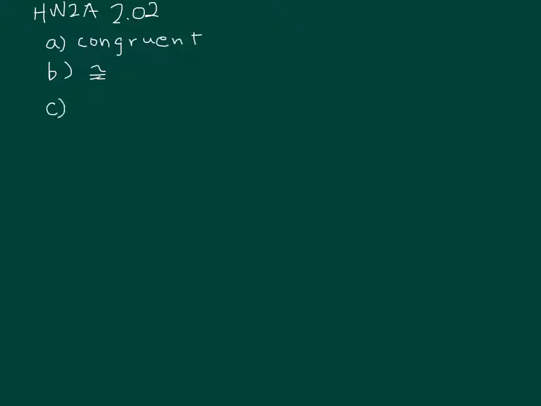And C, what is this? Actually, we didn't go over this one, so I can give you the answer right now. This is what we call perpendicular. This is a symbol for perpendicular. You see, you should watch this video because sometimes I give out the answers.